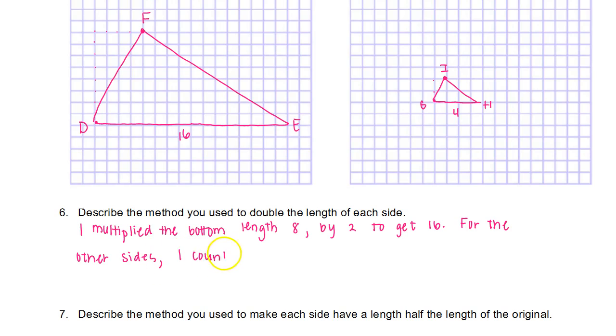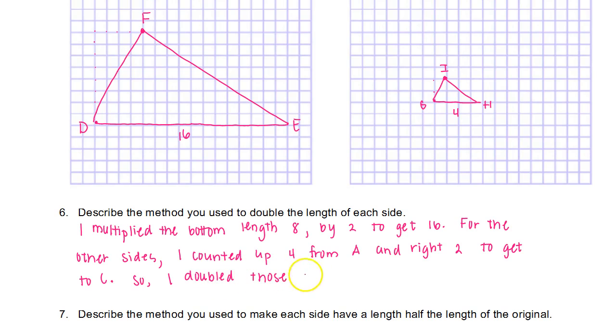I counted up 4 from point A, and right 2 to get to C. So I doubled those distances to get from point D to point F in our enlarged triangle.